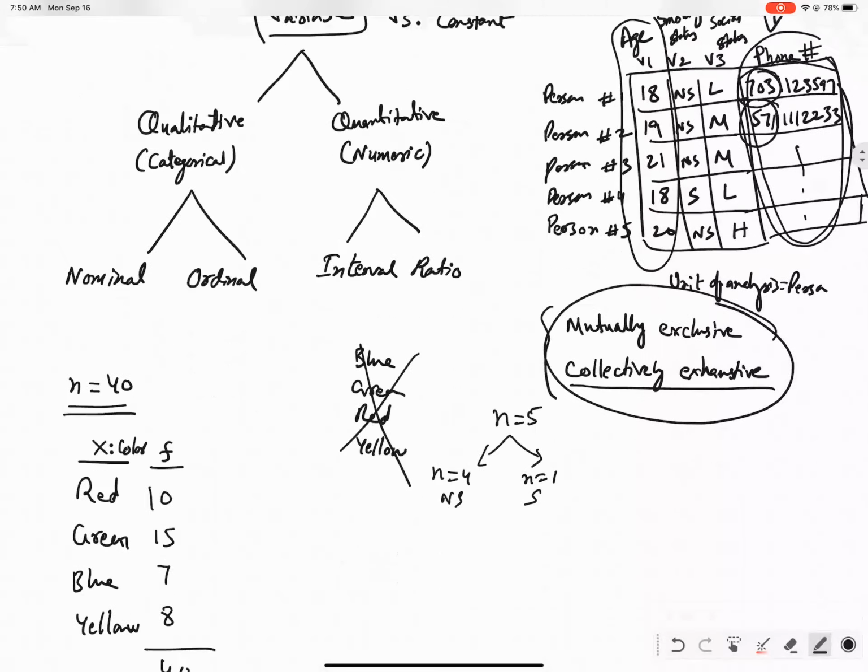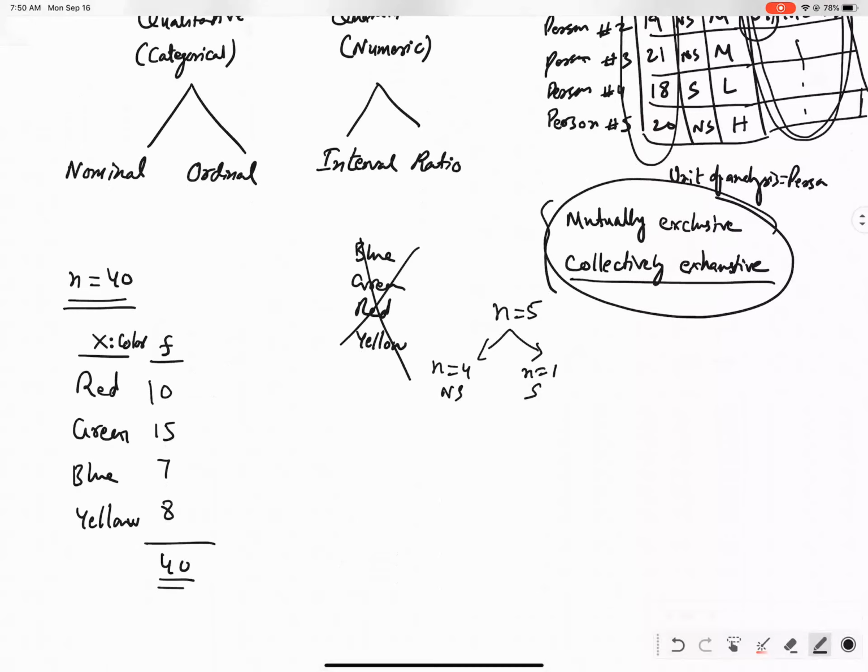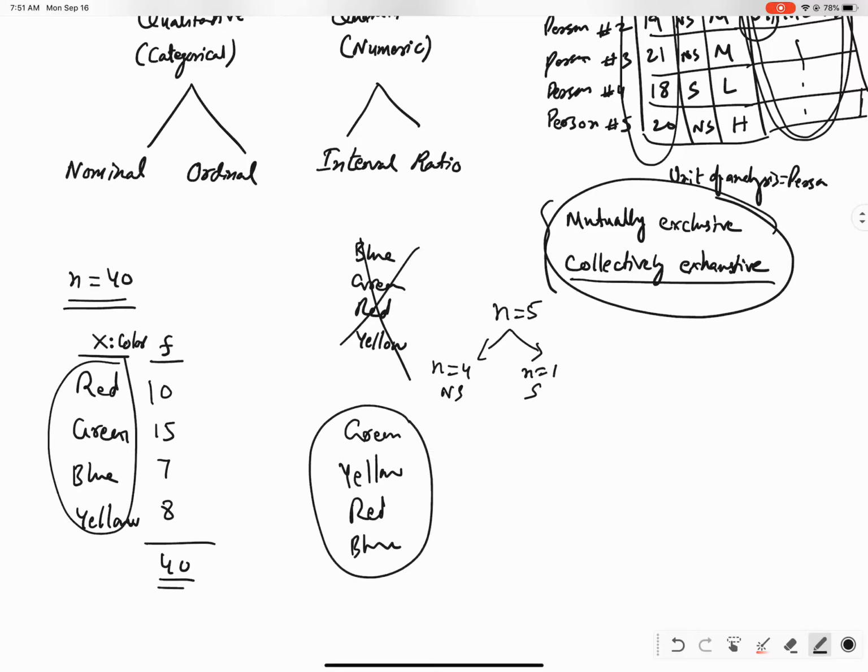For example, I can take these four colors and list them in a different order. So instead of red, green, blue, yellow, I could have started with green, and then yellow, red, and blue could be at the end. This list is as good as my original list. Different way of doing the same thing, basically.